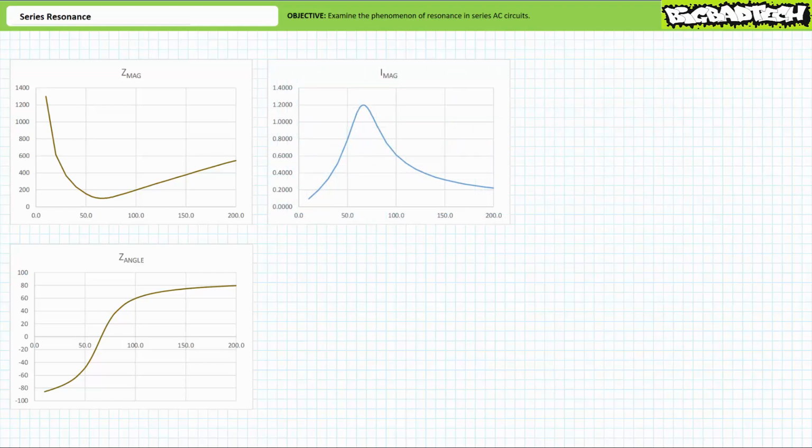Let's now consider source current magnitude as a function of frequency. Given a constant input voltage, source current magnitude will effectively be the inverse of the plot of total impedance magnitude as a function of frequency. It makes sense. Source current will peak at resonance because impedance magnitude valleys.